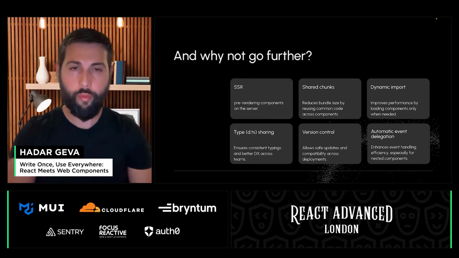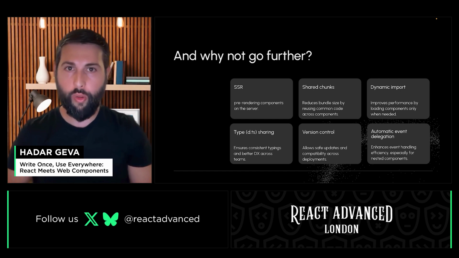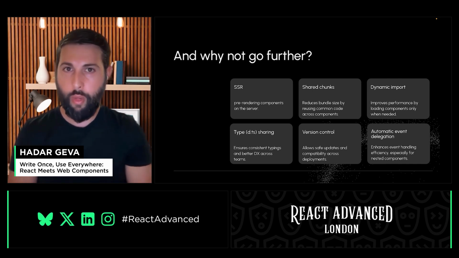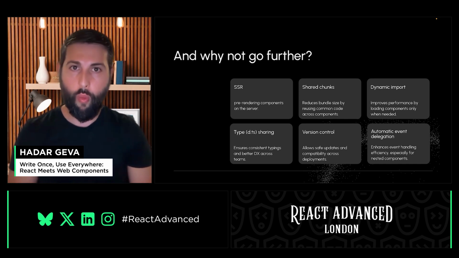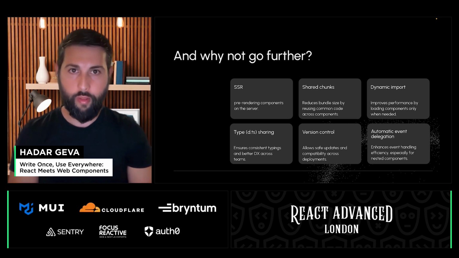We've seen the basics, but let's think bigger. With React-powered web components, we can also leverage SSR and pre-rendering. Components can be rendered on the server for faster initial loads. Shared chunks reduce bundle size by reusing common code, and dynamic imports let us use components only when they're needed. Of course, there's a lot more we can explore with this pattern, but the key takeaway is this approach is flexible and can scale as well. There's plenty of room to grow from here.